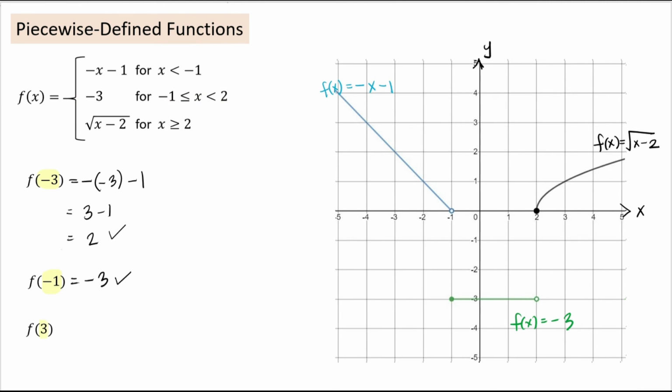Let's compute f of 3. x is equal to 3, which is larger than x is equal to 2. So we use f of x is equal to square root of x minus 2. So we get square root of 3 minus 2, which is 1.